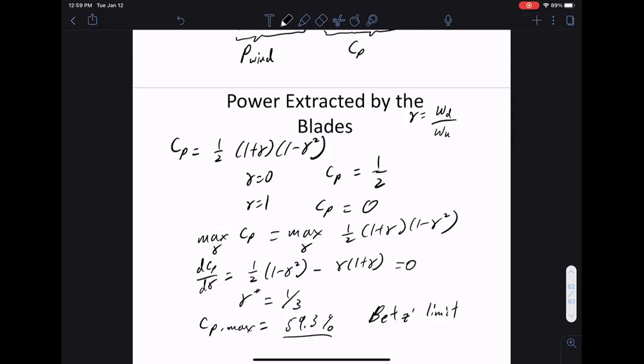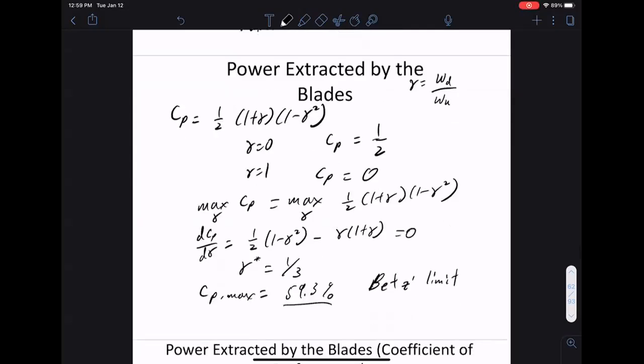This is a good number to have in your mind, because in the homework or in the midterm, often you'll be asked to compute the coefficient of performance. If you get a number that's larger than 59.3%, you made a mistake somewhere. So it's a number to keep in mind as a sanity check. When you're asked to compute the coefficient of performance, it should be much lower than 60%. Right now, our turbines are not close to 60% these days.